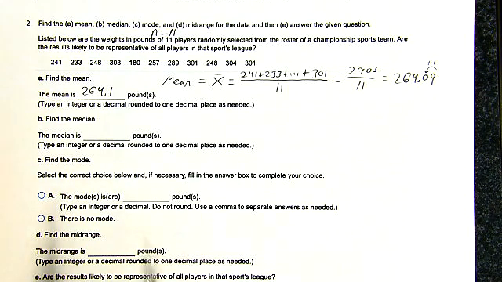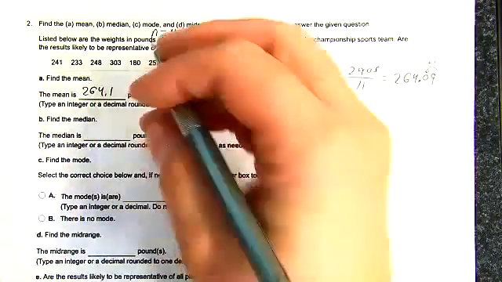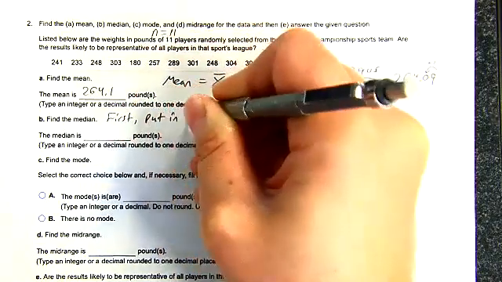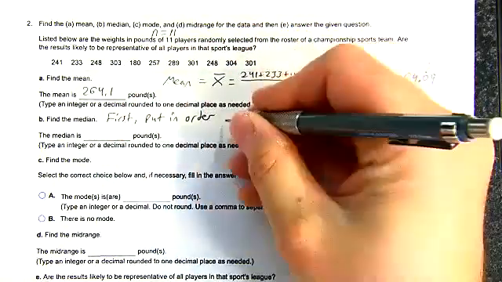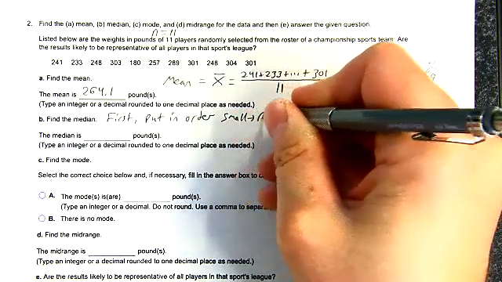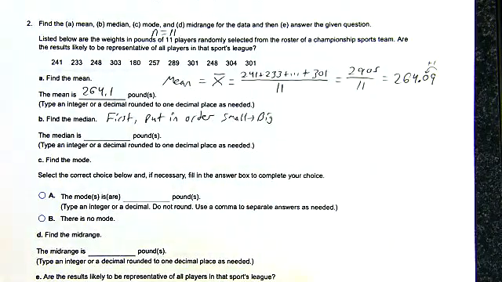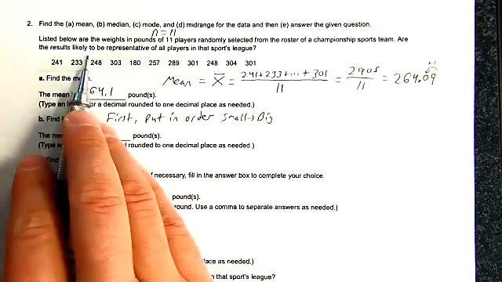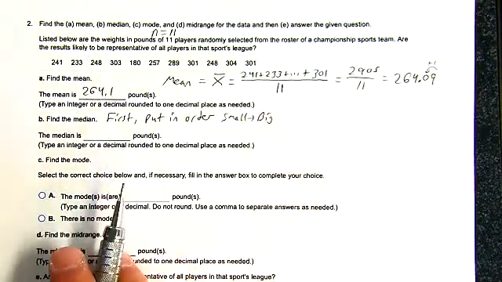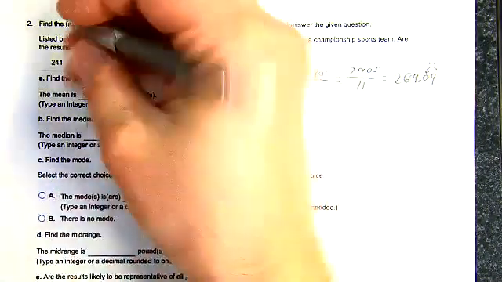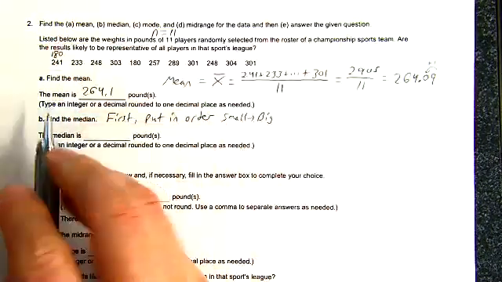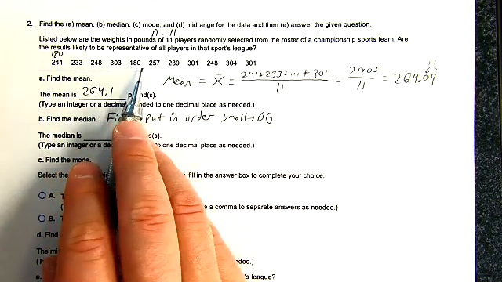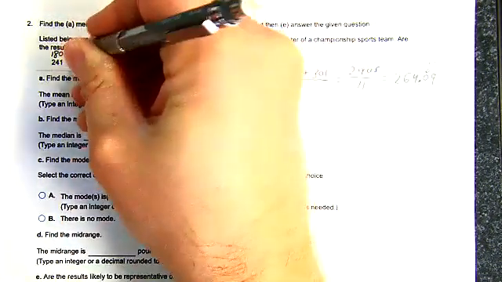Okay, part B says find the median. Well, to find the median, first put in order. Small to big. So you go through your list, and I like to write it right above these numbers so I know I get all of them. So the smallest number would be 180, so that should be right here, the first number. Then the next smallest, I'm just going to look here, I think is 233.